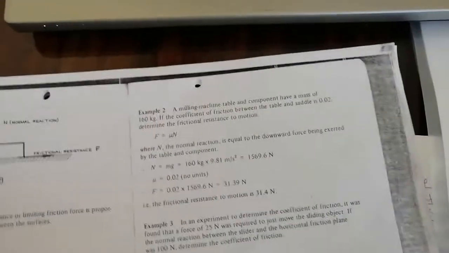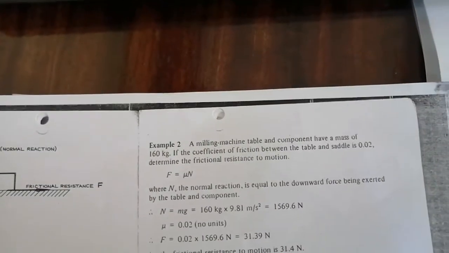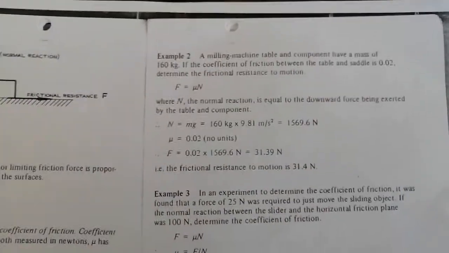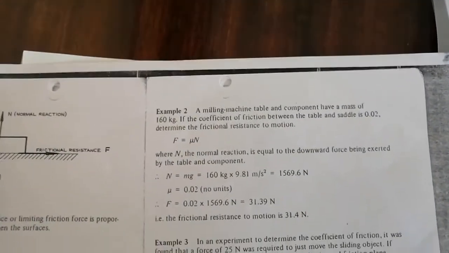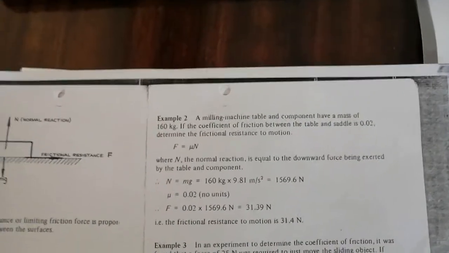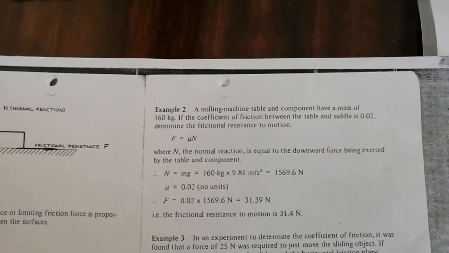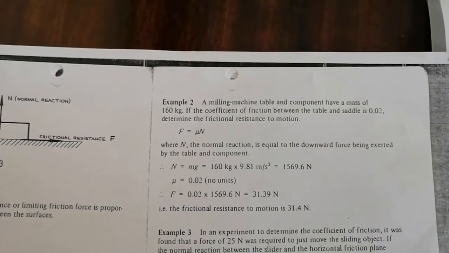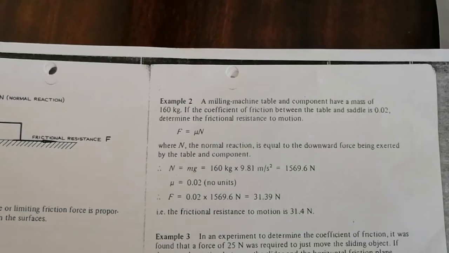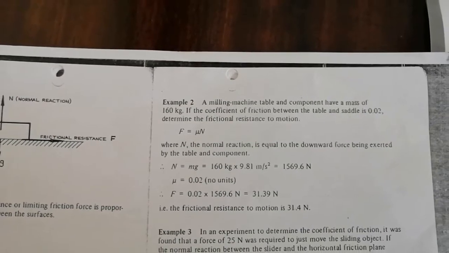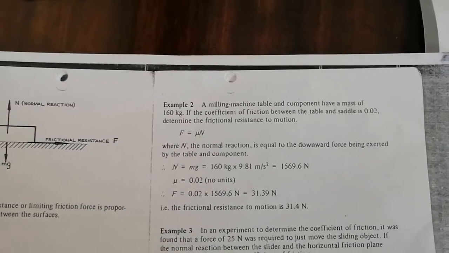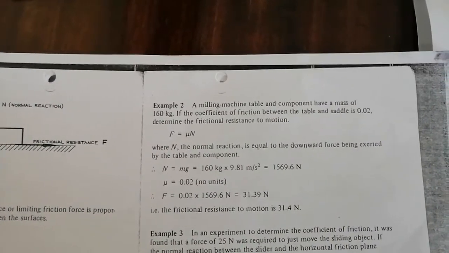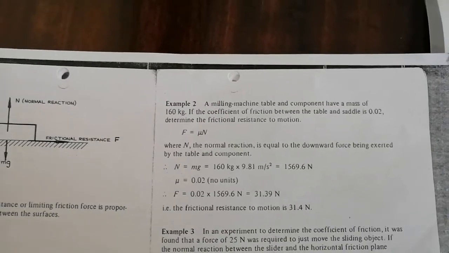So let us look at an example here to try and apply the principles of coefficient of friction, while at the same time considering friction on a horizontal ground. The question reads: a milling machine table and component have a mass of 160 kilos. The coefficient of friction between the table and saddle is 0.02. Determine the frictional resistance to motion.